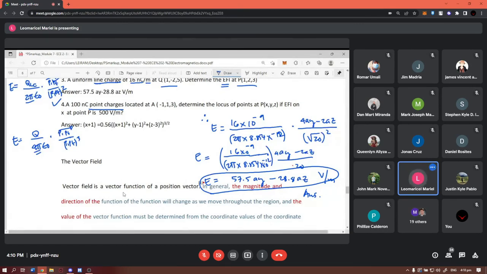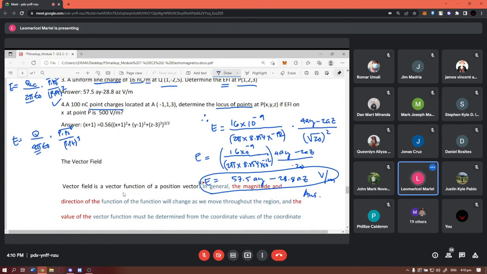Okay, given a 100 nanocoulomb point charge. So, dinefine niya na point charge, kasi wala namang per unit length yan. Kaya sigurado yan, point charge yan. Located at A, which is negative 1, 1, 3, determine the locus of point. So, ibig sabihin nito, hindi EFI ang tinatanong. Anong equation yung nagdi-define sa EFI?